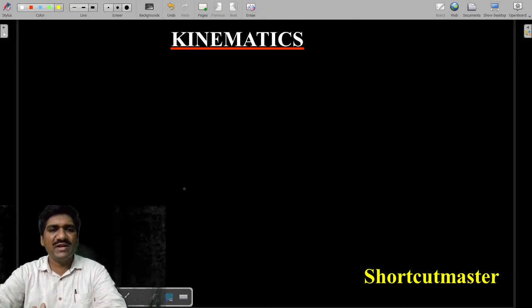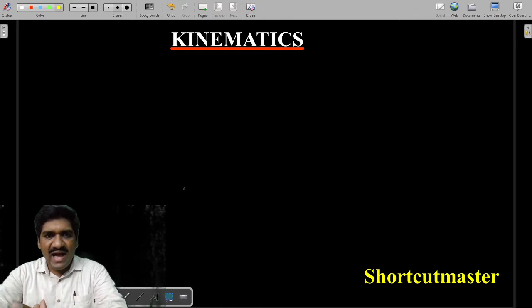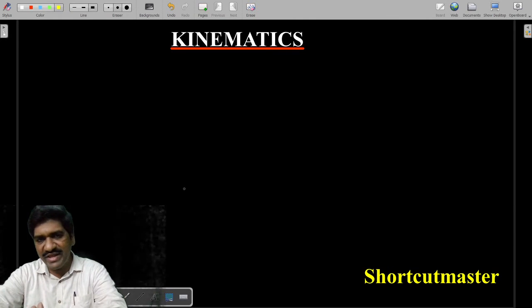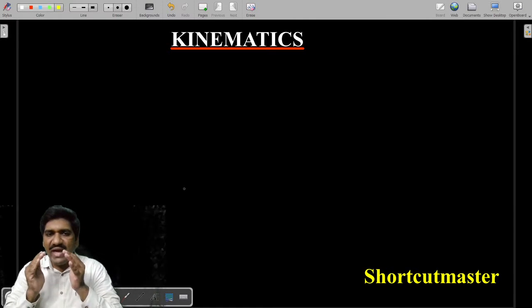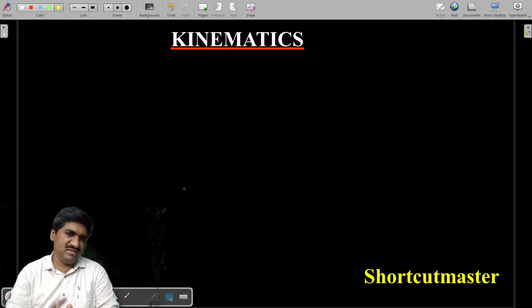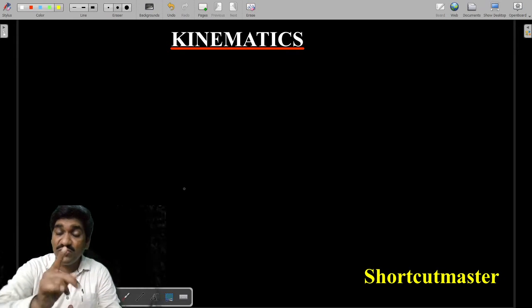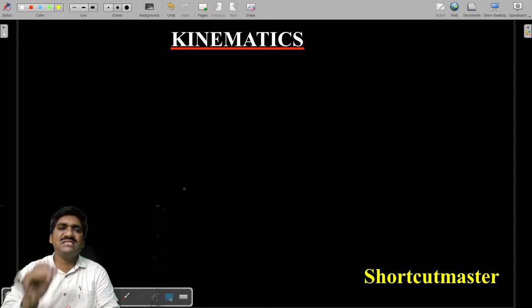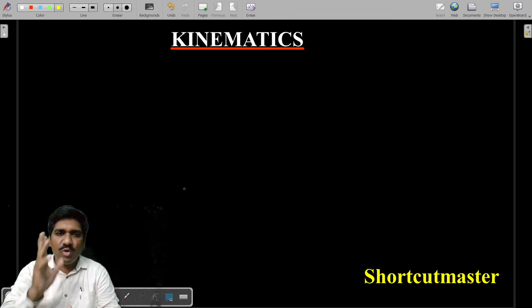Welcome back to Shortcutmaster. Today I am going to analyze the motion of a freely projected body in the vertical upward direction. I want to analyze this motion by using three methods. Again, I am repeating for all of you: today I am going to analyze the motion of a body which is projected in the vertically upward direction by using three methods.